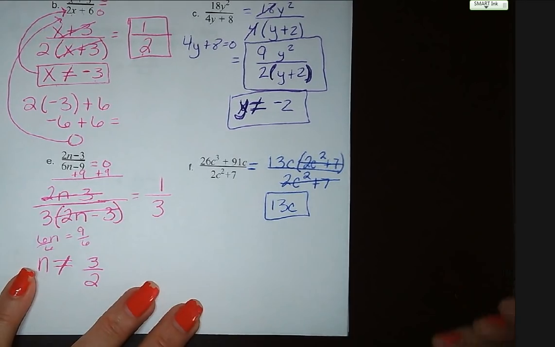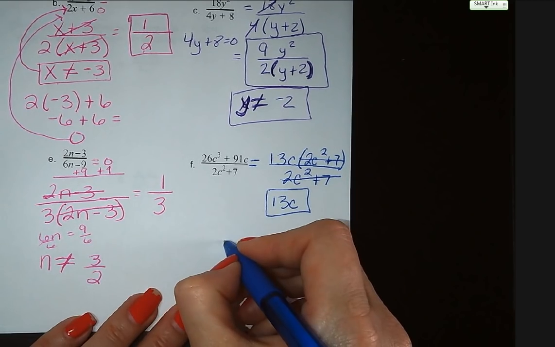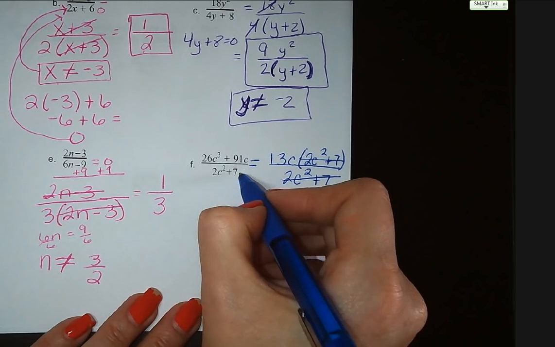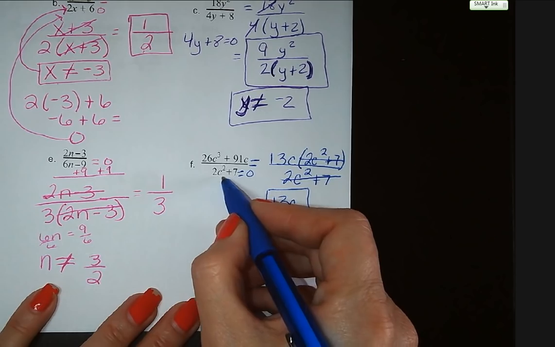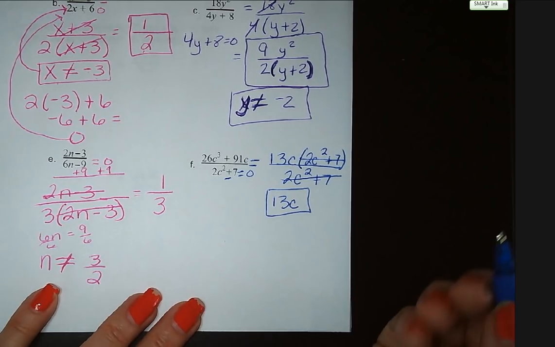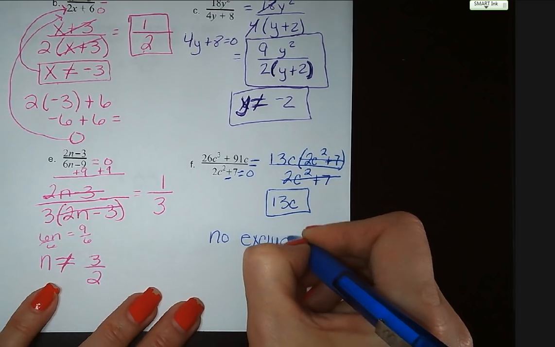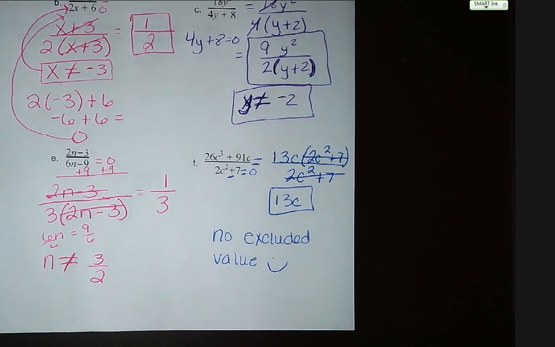All right, 13c is my solution. And we don't have an excluded value. There are no excluded values because we are squaring something, we're multiplying it by 2, and then we're adding to it. There's only going to be positive values there. There is no possible excluded value. Nothing will make the denominator 0.